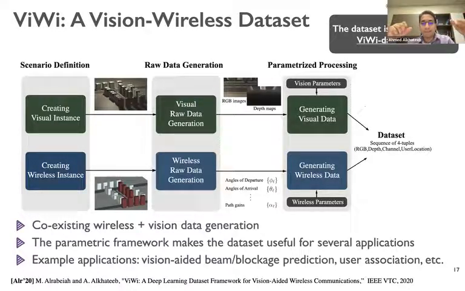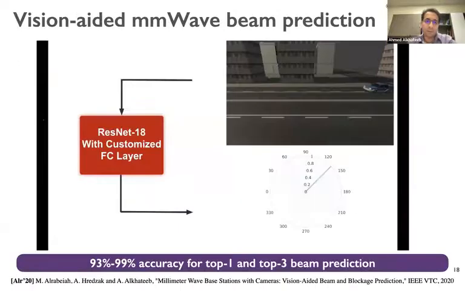Now with this coexisting data from multiple sensors, we can start studying some of these interesting problems. We extended this ViWi later on to add LiDAR as well, and position information, of course. Then, using this data set, we started doing some very early initial work on whether we can use this visual data, with a modified ResNet 18 neural network, to just predict the beam.